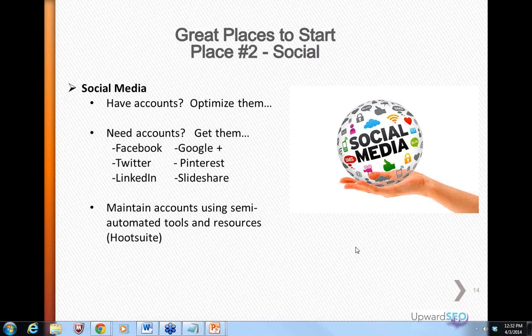And what you want to do is maintain these accounts. It's not enough just to throw it out there and see if it sticks. You really need to contribute to them on a regular basis. You can do that by integrating it into your workflow, which essentially means making sure it is on your blog and web pages and things of that nature.